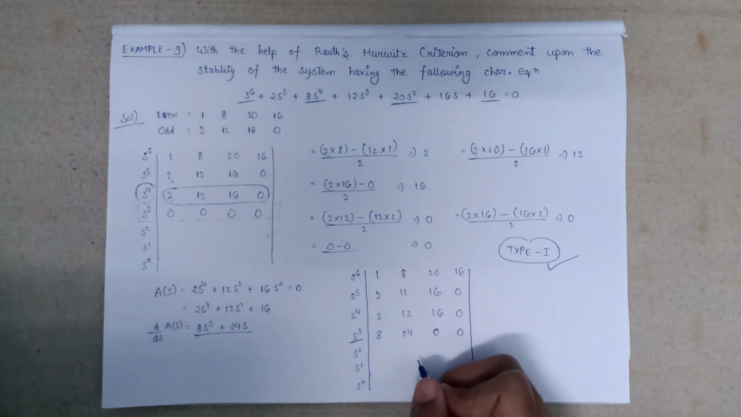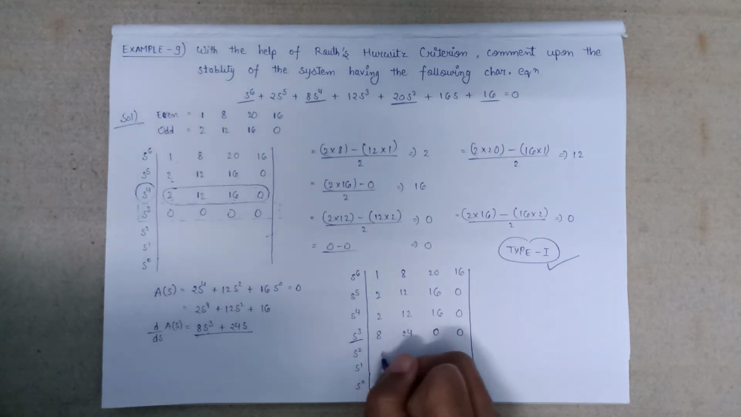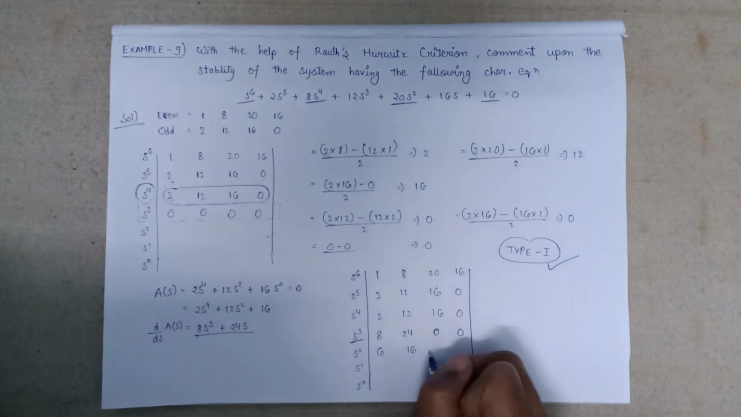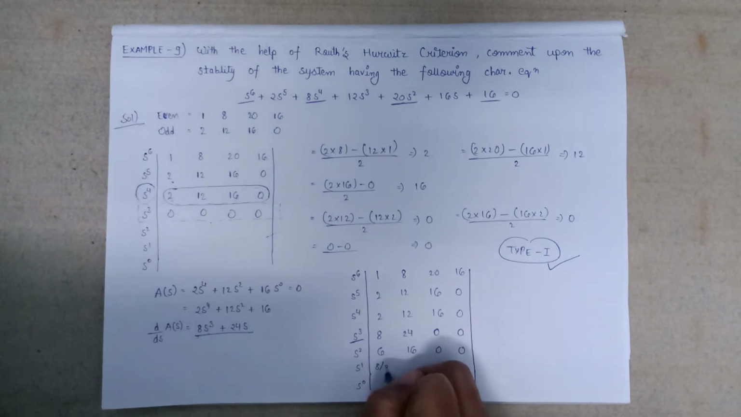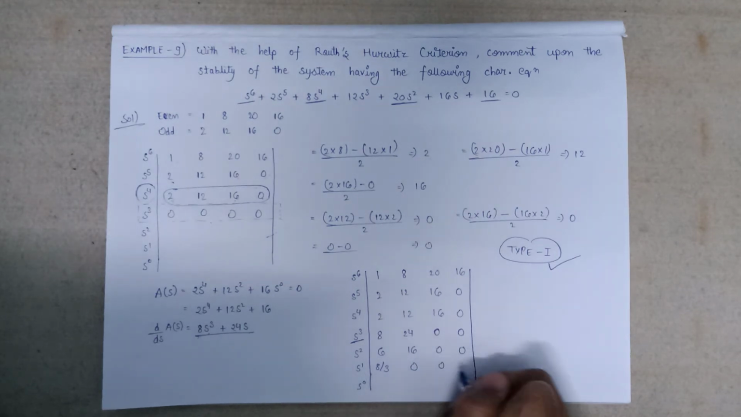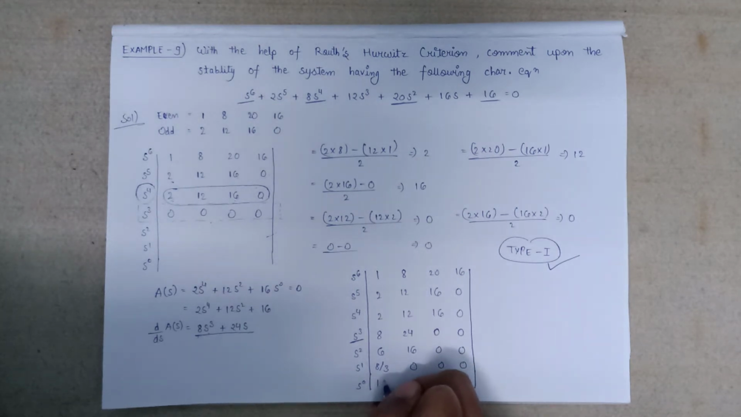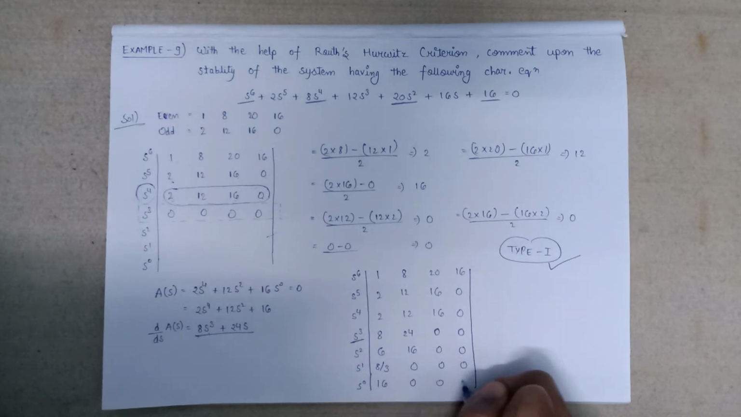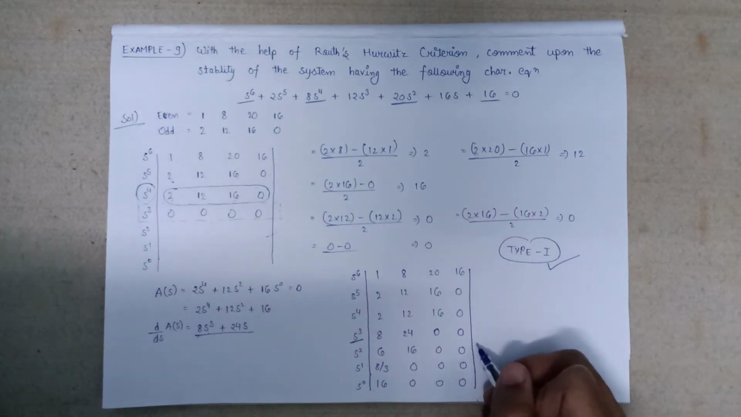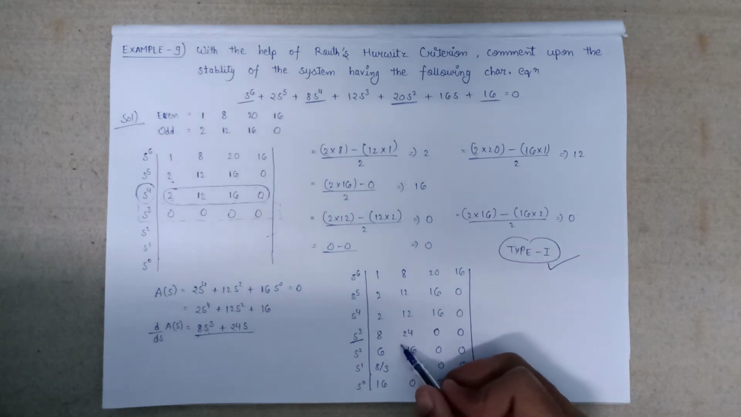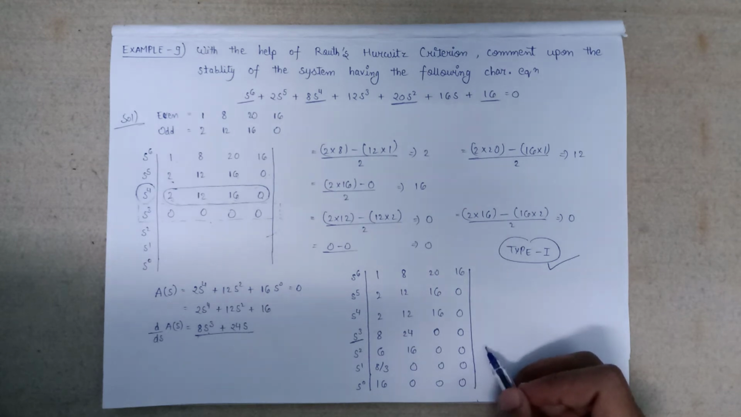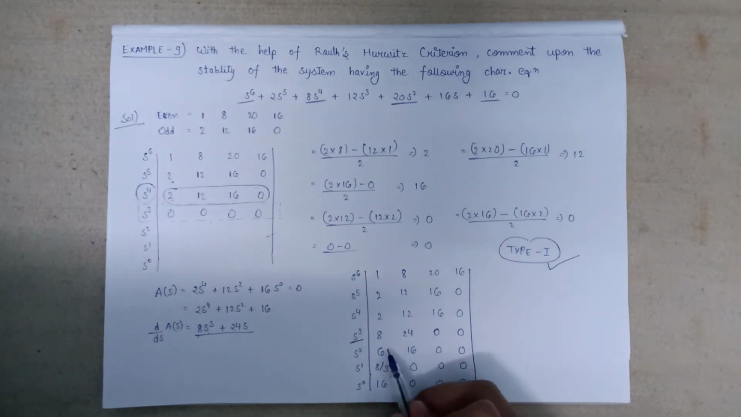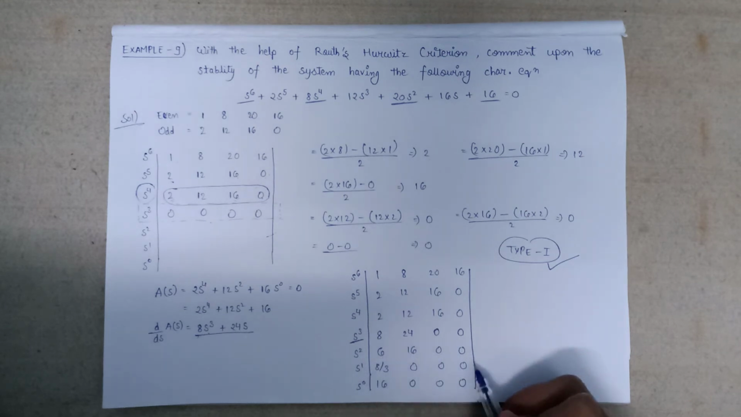After performing the cross multiplication and filling all the values, we will get 6, 16, 0, 0, 8 by 3, 0, 0, 0, 16, 0, 0, 0. After further calculations by performing the cross multiplication method, you will get these entries only. To reduce the time of the video, I simply put all the values which I have calculated earlier.